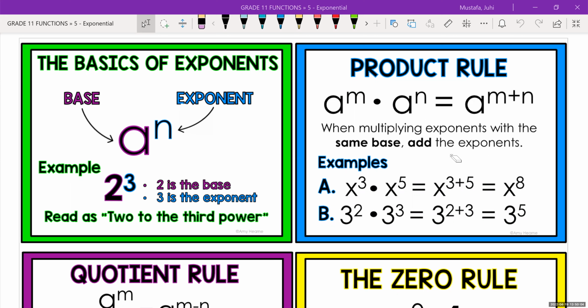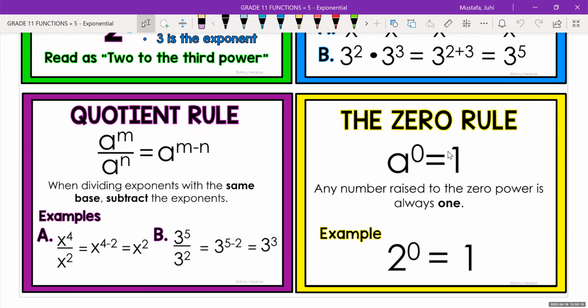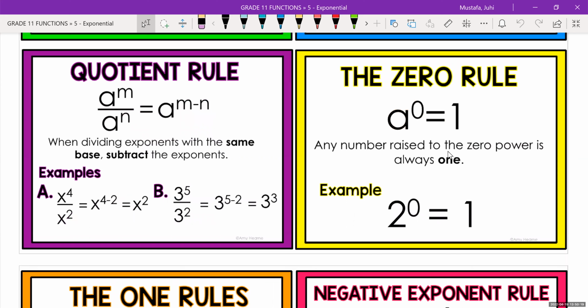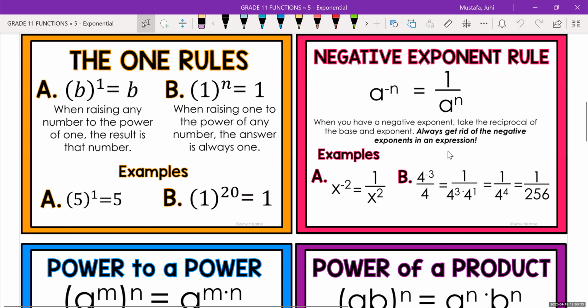The product rule is when you are multiplying two powers that have the same base, you can actually go ahead and add the exponents. The quotient rule is when you're dividing two powers that have the same base, you can subtract the exponents. The 0 rule is anything to the power of 0 becomes a 1. The 1 rule is there. Negative exponent, we're going to go over that in a little bit more detail when we do our questions, but anything to the power of a negative exponent has to be rewritten as a fraction with a numerator of 1 to get rid of that negative exponent.